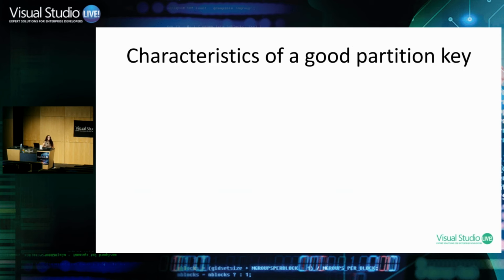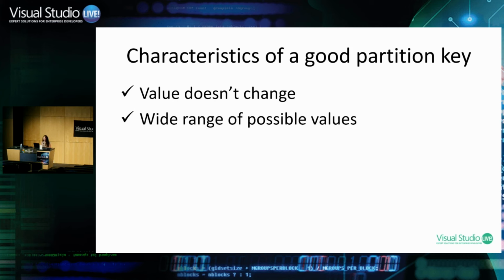So let's recap with some characteristics of a good partition key. First, you want a value that doesn't change. That partition determines how your data is physically laid out. So if you're always changing that partition key, you're actually creating new items stored in those new partitions. You want a wide range of possible values. This is also referred to as high cardinality. So day of week has 7 options, where device ID has limitless, however many devices you actually have in your system.